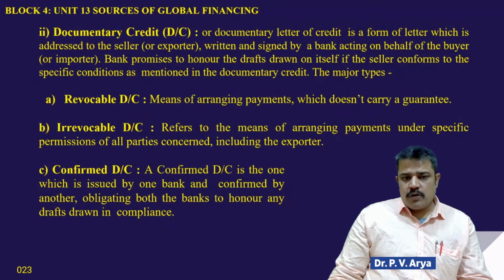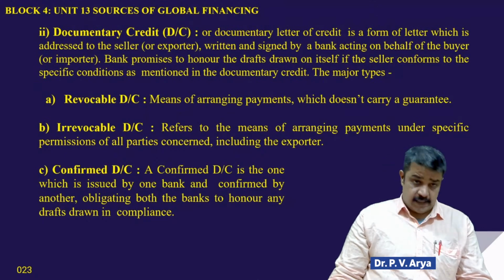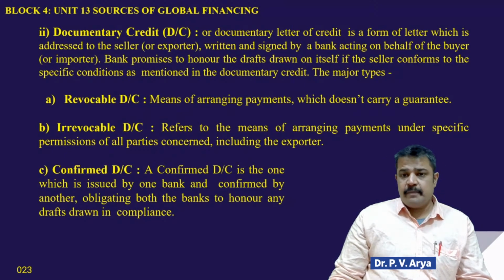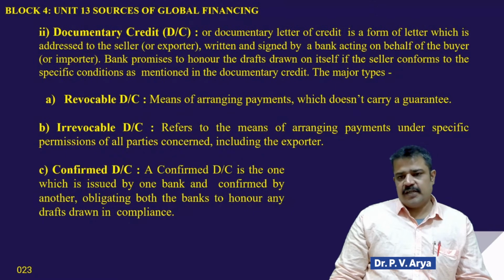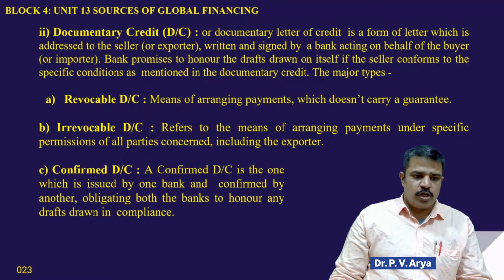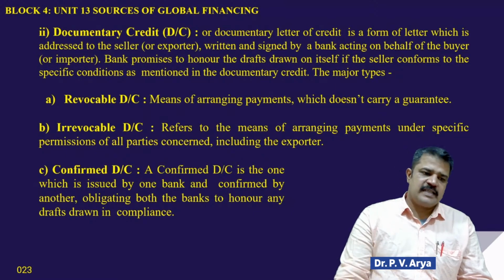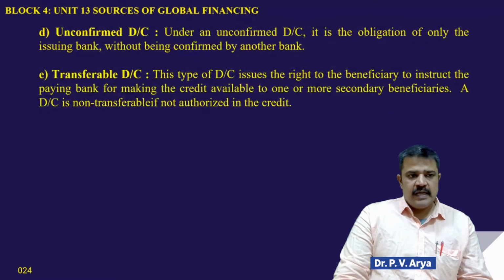It is also called a documentary letter of credit, a form of letter addressed to a seller or exporter, written and signed by a bank acting on behalf of a buyer, that is, the importer. The bank promises to honor the drafts drawn on itself if the seller conforms to the specific conditions mentioned in the documentary credit. The major types are revocable DCs, irrevocable DCs, confirmed DCs, unconfirmed DCs, and transferable DCs.